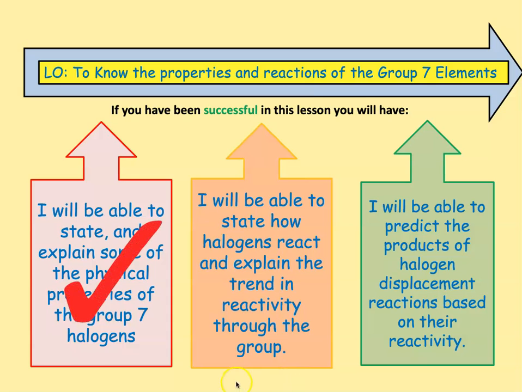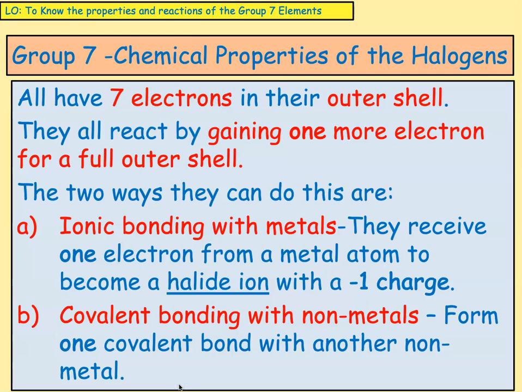Okay, so that is our first success criteria. So let's look at our next success criteria. We want to be able to explain the trend in reactivity going down the group. Okay, so let's look at the chemical properties of the halogens.